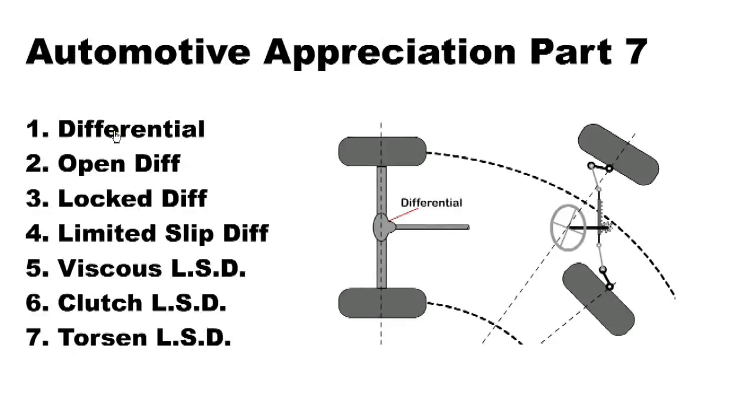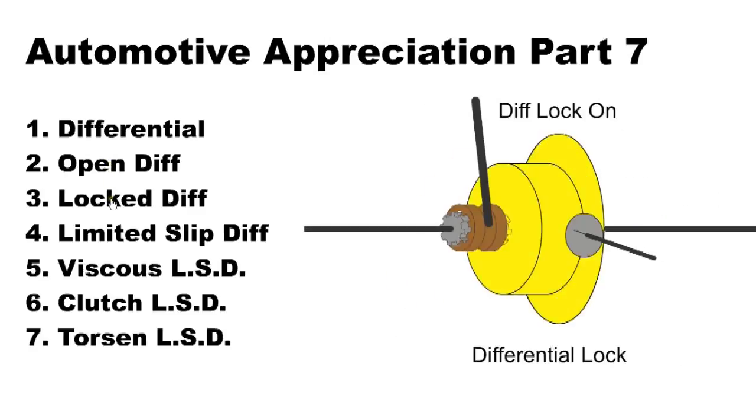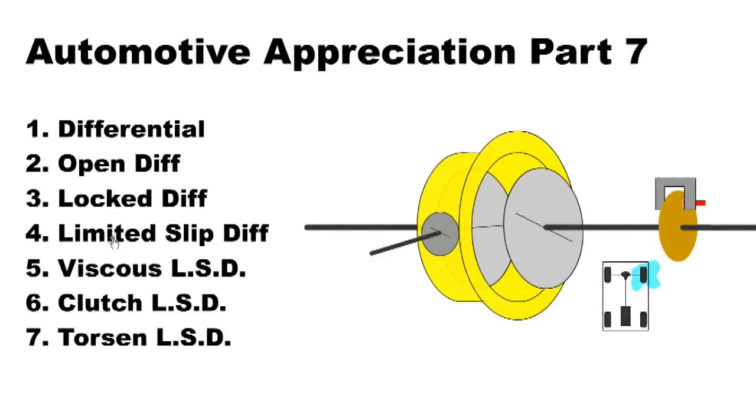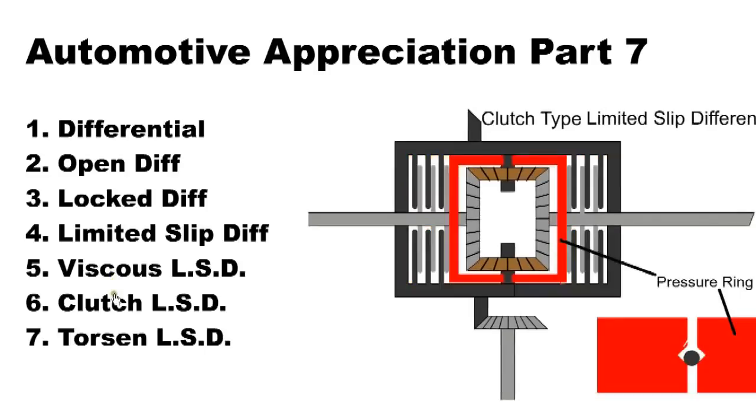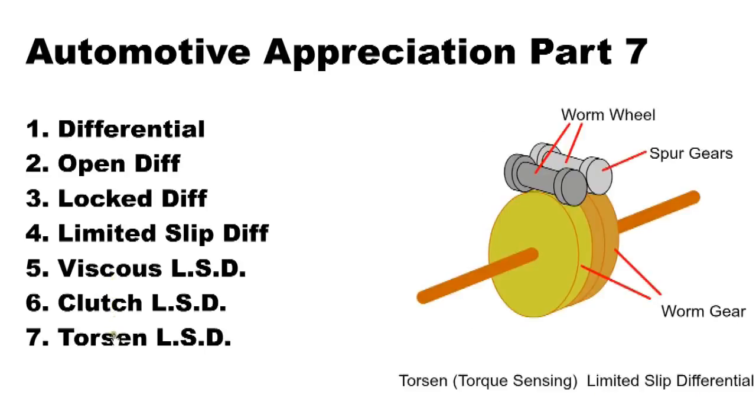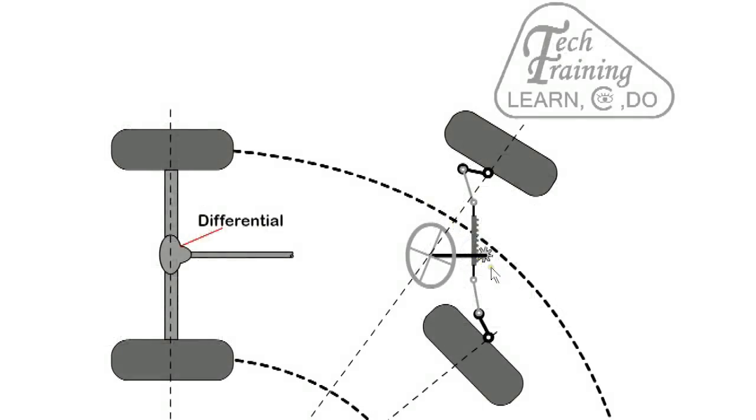This lesson includes the differential, open and locked differential, limited slip diff, viscous LSD, clutch type LSD, and torsion limited slip diff. From the steering animation we noted that the wheels travel at different speeds when cornering. The outside wheel rotates faster than the inside wheel. To allow for the speed difference, a differential is used.